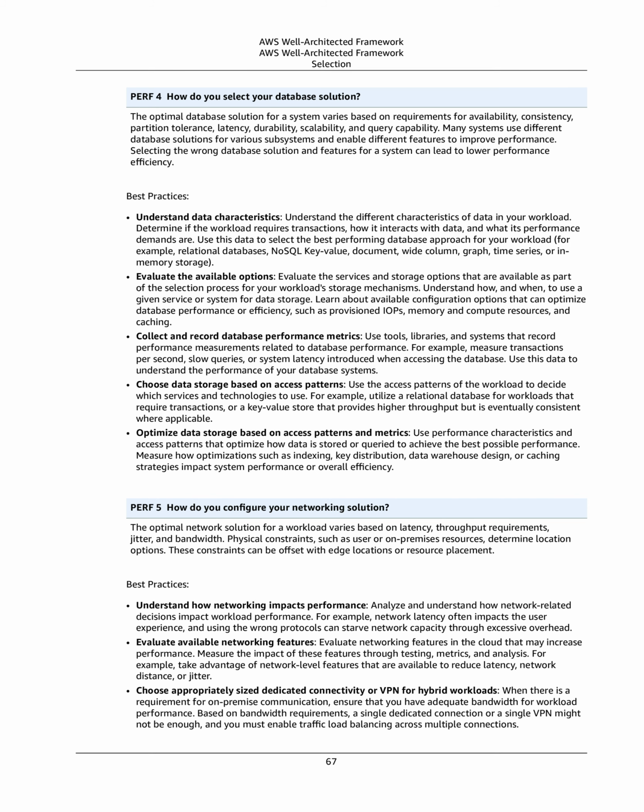Perf 5: How do you configure your networking solution? The optimal network solution for a workload varies based on latency, throughput requirements, jitter, and bandwidth. Physical constraints, such as user or on-premises resources, determine location options. These constraints can be offset with edge locations or resource placement. Best practices. Understand how networking impacts performance.